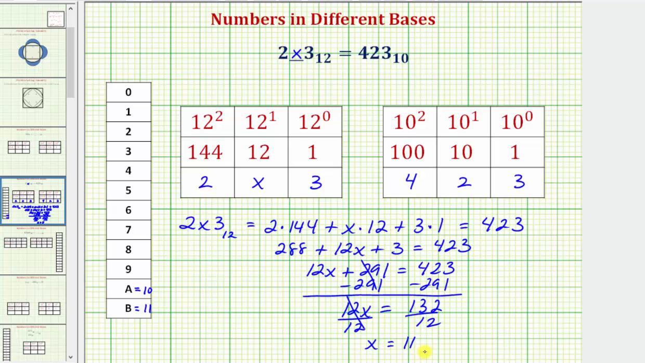So we need to have an 11 in the 12's place value in order for these two numbers to be equal to each other. But again, to avoid using a two-digit number in any given place value, we'll use the letter B to represent 11, which means 2B3 base 12 is equal to 423 base 10. And sometimes you will see this expressed using lowercase letters instead of capital letters.